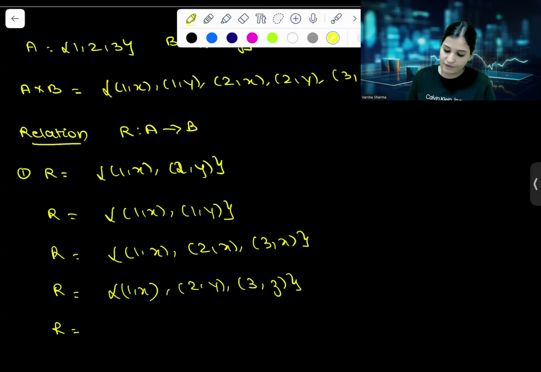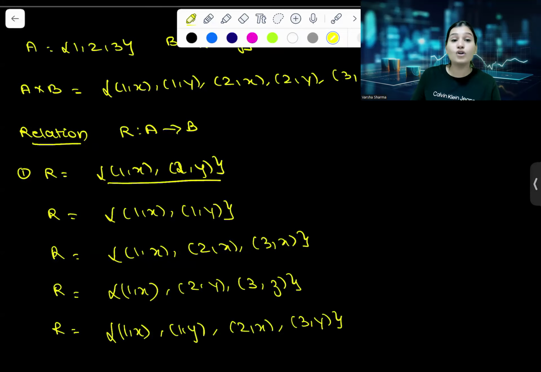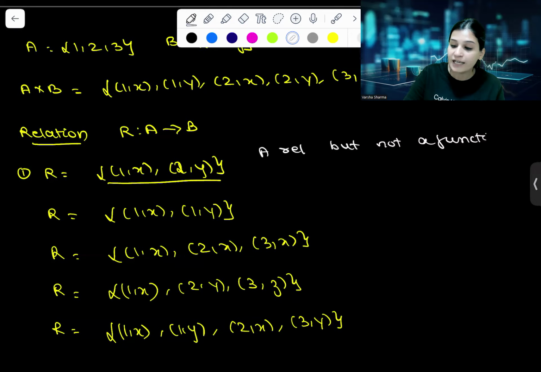So like in the first example, can I say that this is a function? Example number 1, guys. Can I say that it is a function? No. 1 is paired, yes. 2 is paired, yes. But 3 is not paired. That element of the first set is left unpaired. So no, it is a relation, but not a function. Why? Because 3 is not paired. Am I clear? Guys, am I clear? Yes, ma'am.